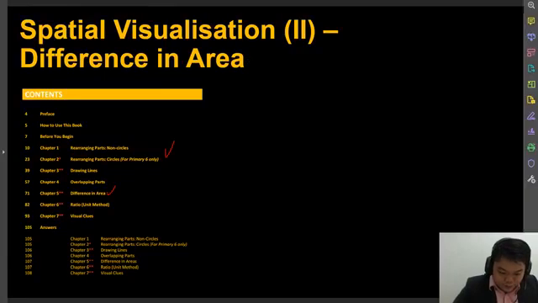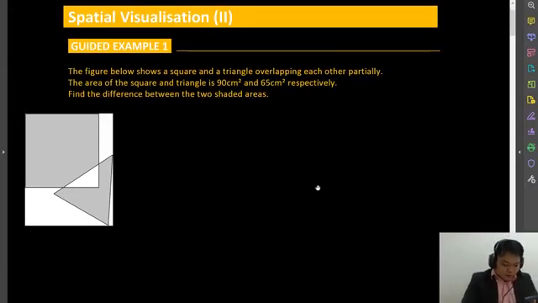Okay, so without further ado, let me just go through the main idea on the difference in area for spatial visualization questions. Okay, example 1. The figure below shows a square and a triangle overlapping each other partially. The area of the square and the triangle is 90 cm squared and 65 cm squared respectively. Find the difference in area between the two shaded areas. Okay, now take note of one thing over here. This part is very important.